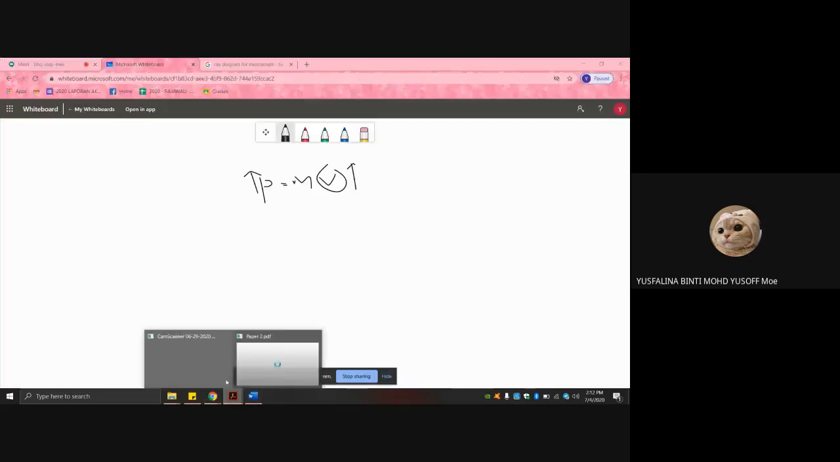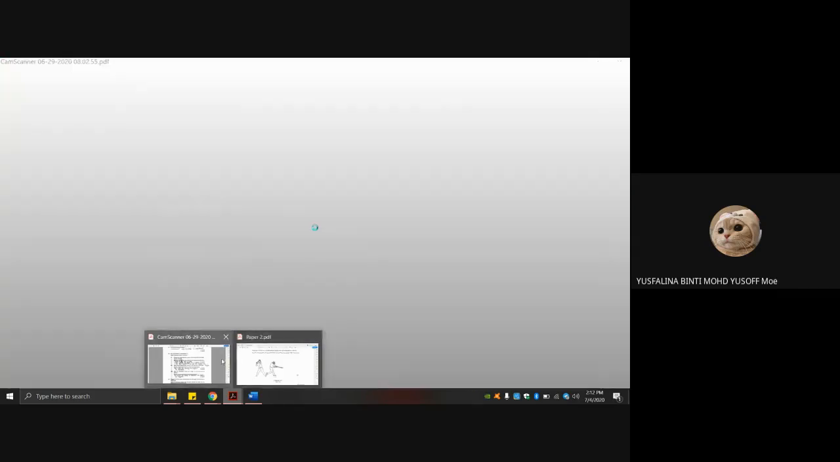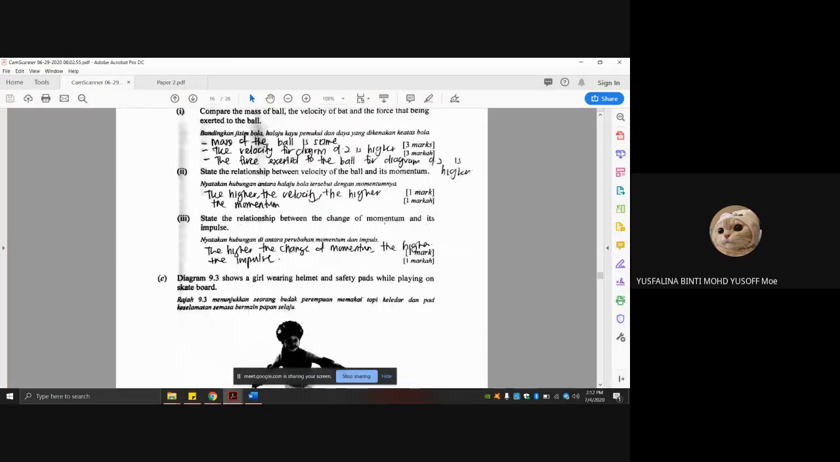Right, the next one is the relationship between the change of momentum and its impulse. The higher the change of momentum, the higher the impulse, because the meaning of impulse is the change of momentum. Impulsive force is the rate of change of momentum, while impulse is the change of momentum. So if the change of momentum increases, the impulse will also increase. Okay, so this is the C part.